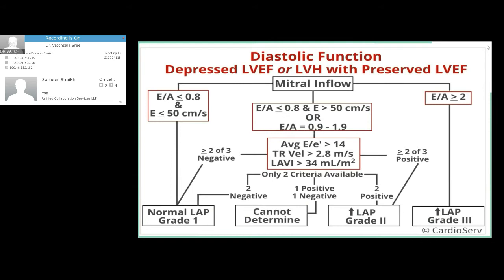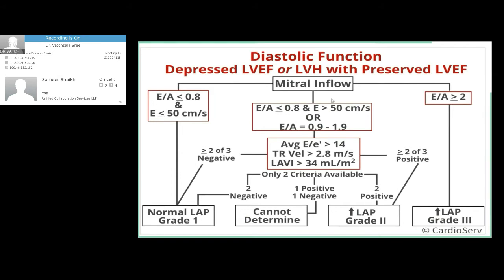Because we established that in grade 3 diastolic dysfunction, the A wave becomes really short, and the E wave becomes taller. So again you have a bigger number being divided by a smaller number, so the ratio actually increases. So when the E/A ratio is more than 2, it becomes grade 3 diastolic dysfunction. So this is very simple.